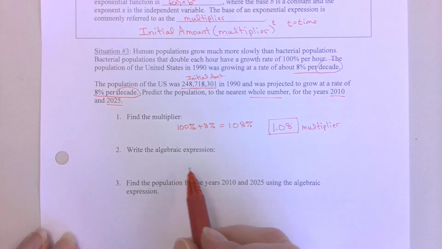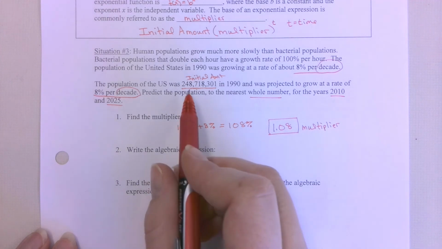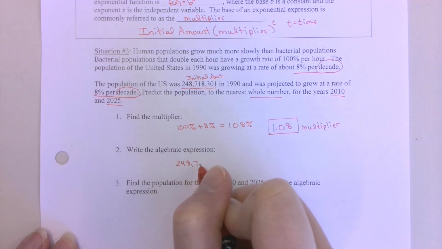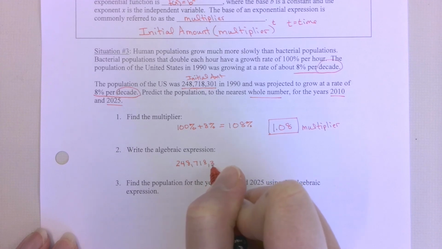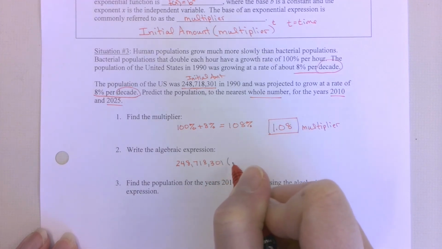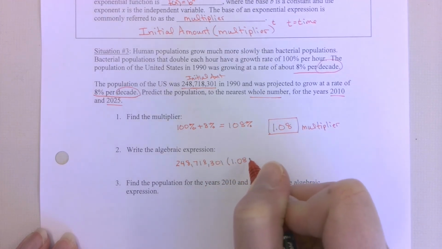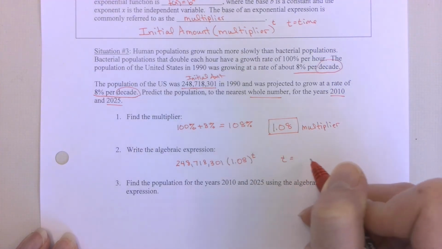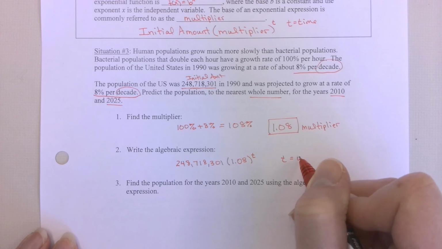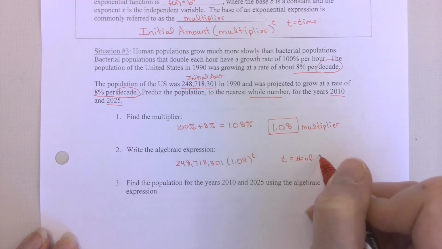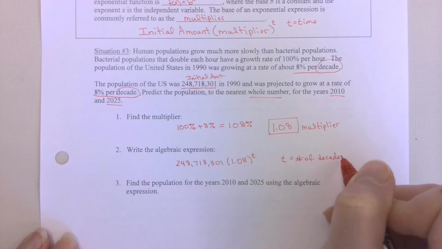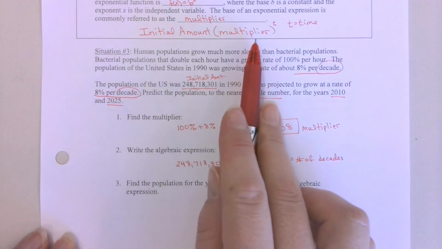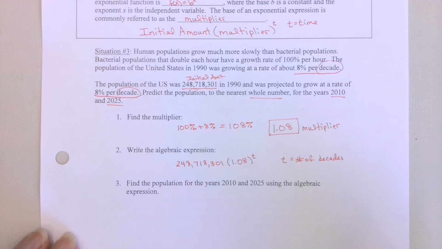Now let's write an algebraic expression to represent this. My initial population was 248,718,301. I'm going to multiply that by my multiplier of 1.08 to the power of time. And it's important to note that the time stands for number of decades. So we can see the use of the initial amount, the multiplier, and the power of time.